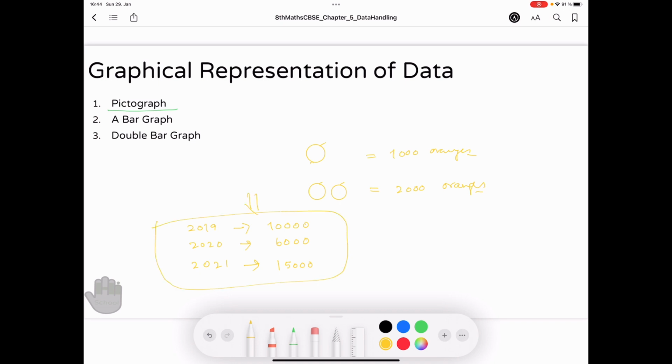So we have this information currently available in number form, and we want to represent it as a pictograph. So then we will represent this as a pictograph. 2019, 2020, 2021. And then we will say that in 2019 we have 10,000, so we'll make this 10.